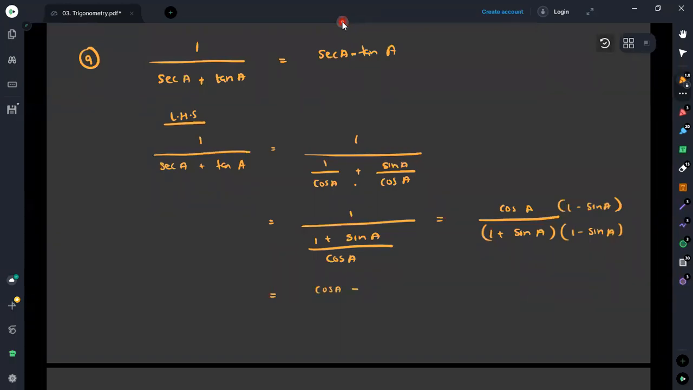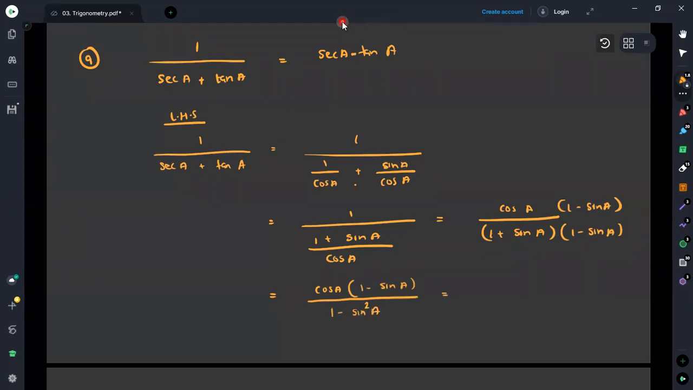Here it is minus, simply we can take this as cosine A times 1 minus sine A. For the denominator, it is 1 plus sine A into 1 minus sine A. It is quite like A plus B into A minus B. Then we will take it as A squared minus B squared. Then we can take this as 1 minus sine squared A.